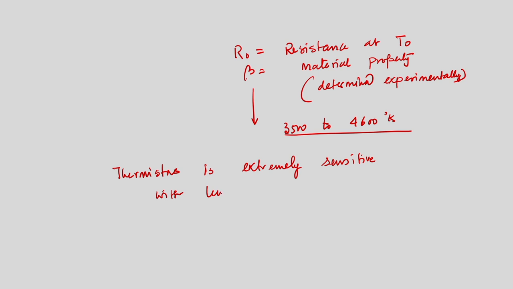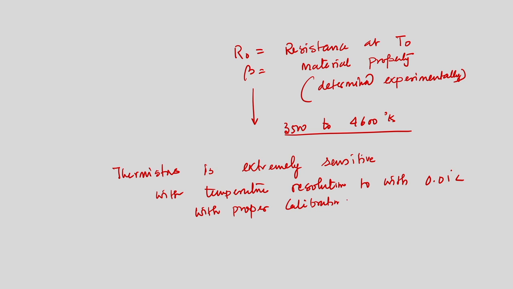The thermistor is extremely sensitive, with temperature resolution to within 0.01 degree Celsius, of course with proper calibration. What is the meaning of the sentence? That means we can measure temperature if the change in temperature is of the order of 10 power minus 2 degree Celsius, if we properly calibrate this instrument. So this is extremely sensitive, that I can tell.